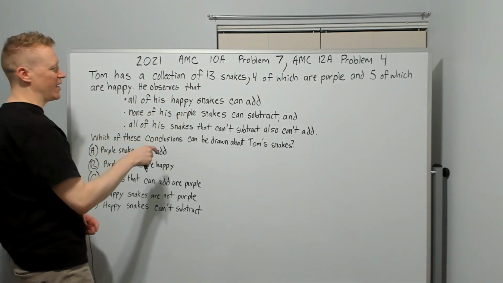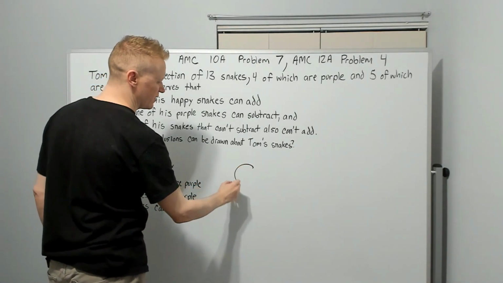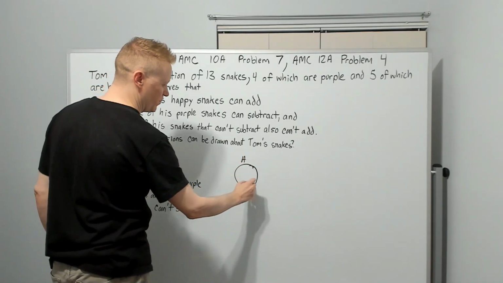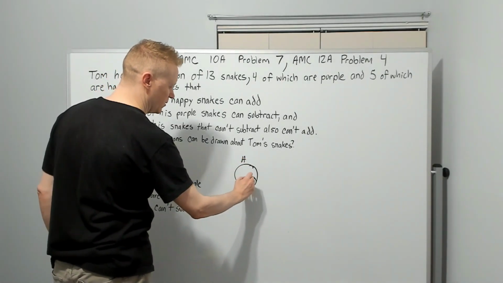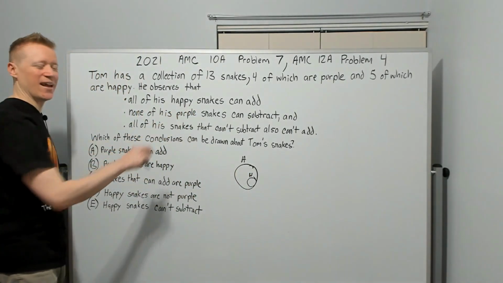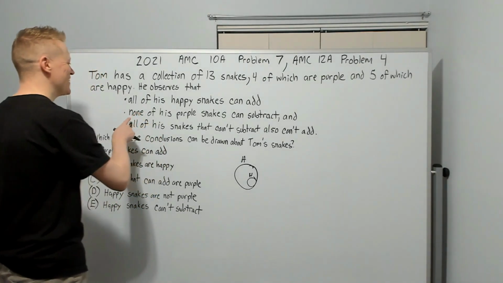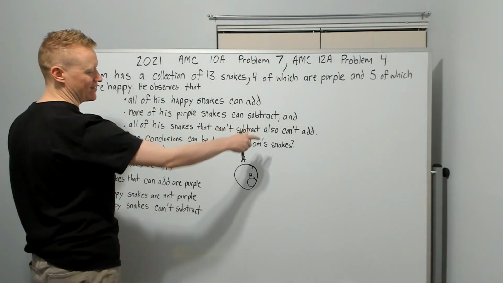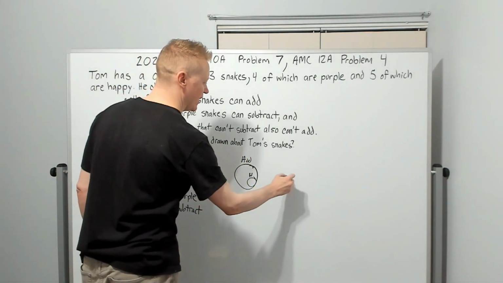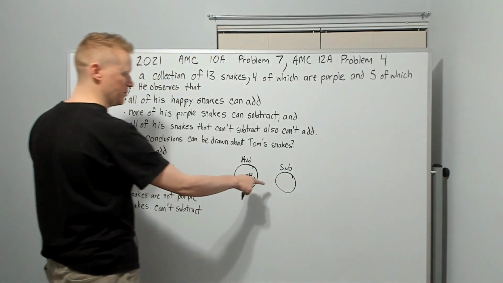He observes that all of his happy snakes can add. So I'm going to immediately go to that Venn diagram idea. So add would be here and the happy would be here. Incidentally, I guess we know what kind of snakes they are. I mean, they're obviously adders. So none of his purple snakes can subtract. So let's say this is going to be the ones that can add. This will be ones that can subtract, and purple is not going to be in there, but let's hold off just a second.